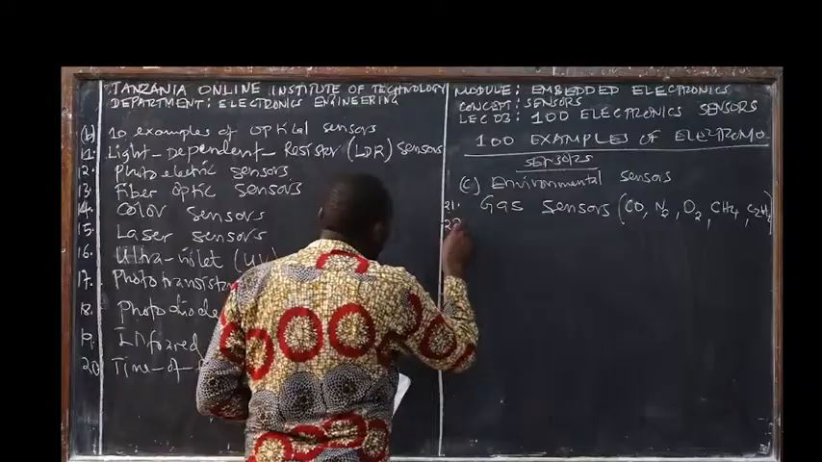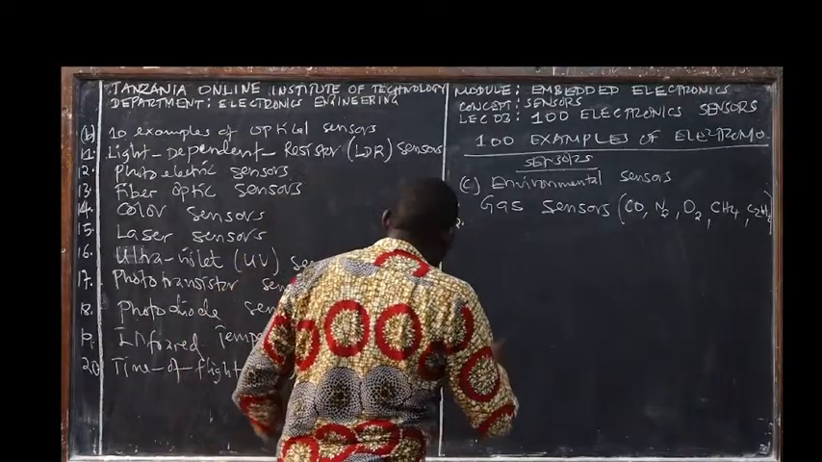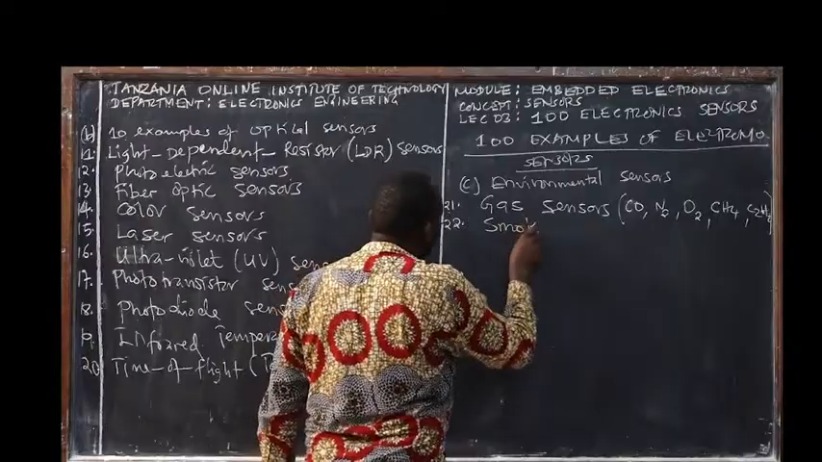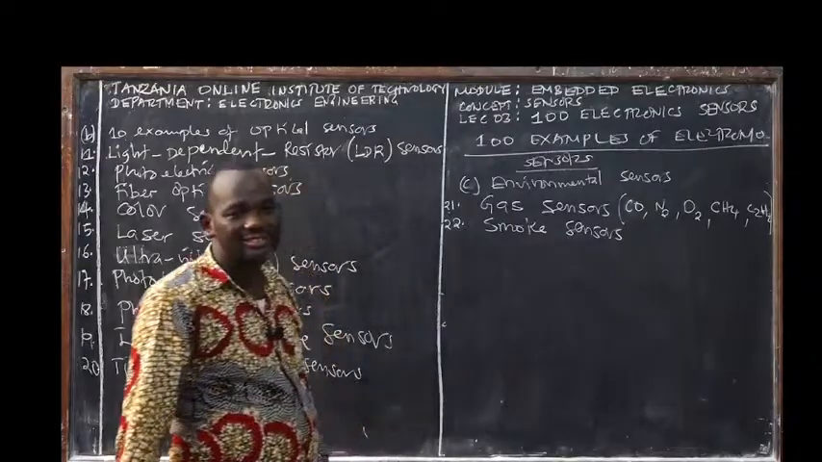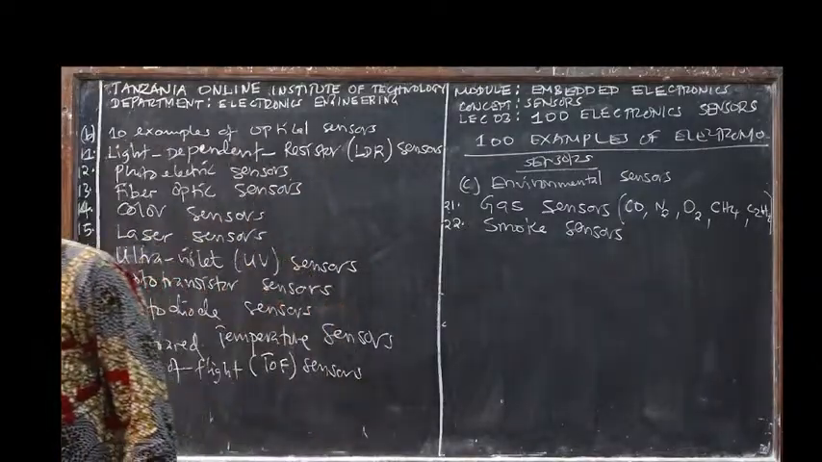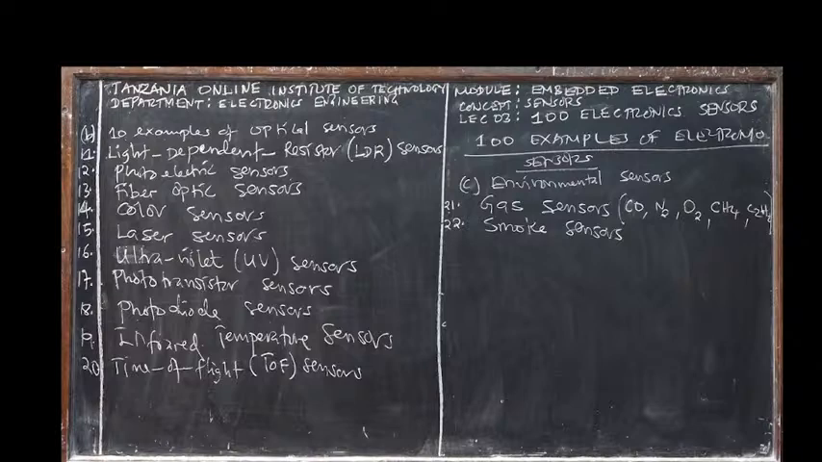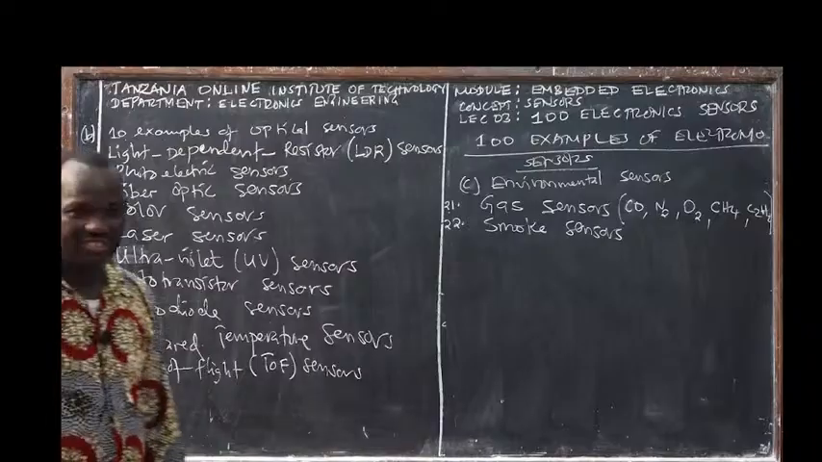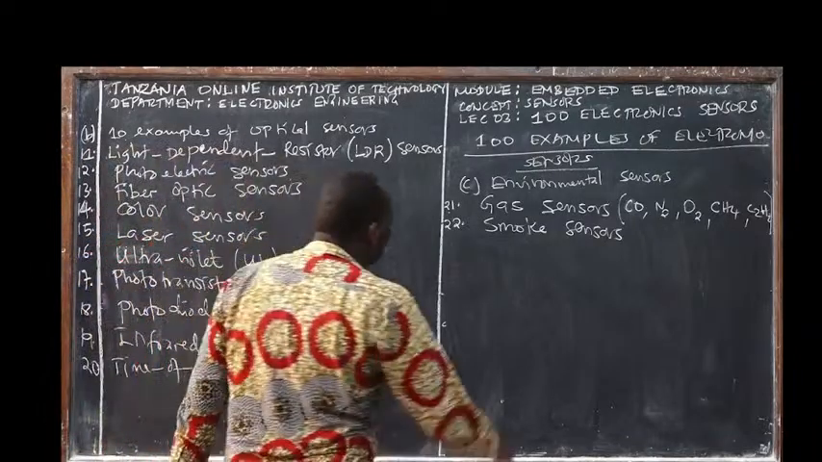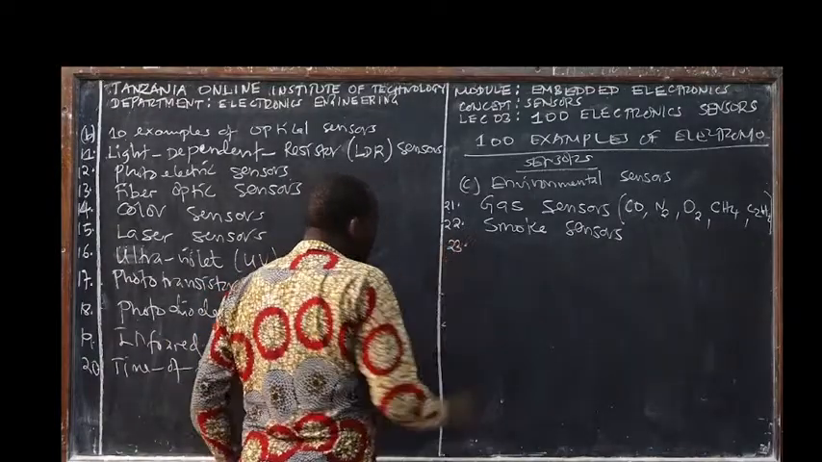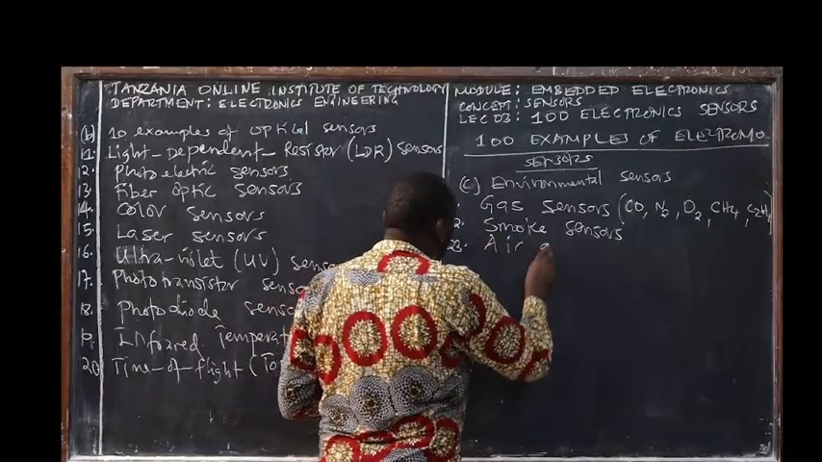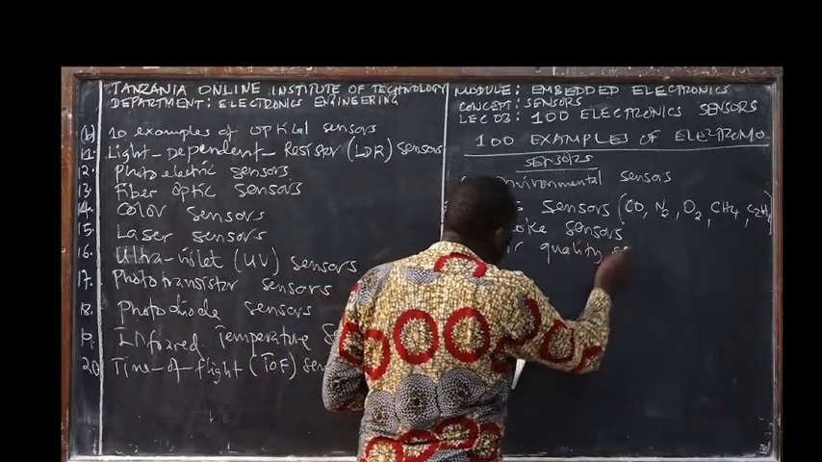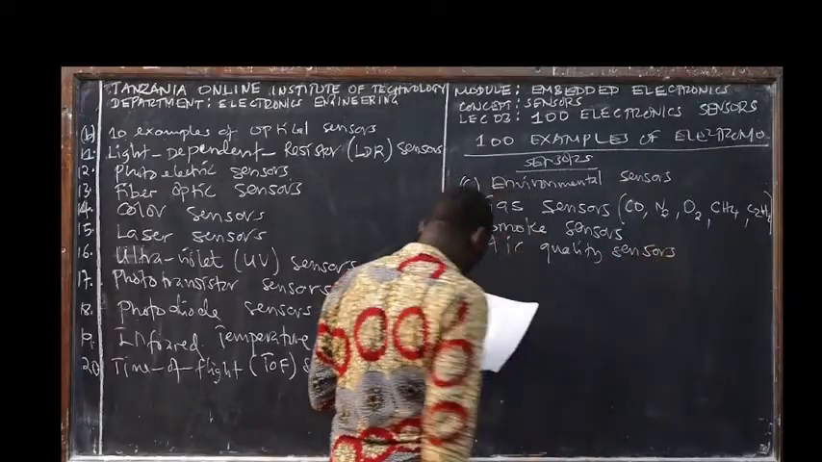Then the next sensor, 22, in this environmental sensor category, is called the smoke sensor. Say smoke sensors. Ask your neighbor, are you smoking? If your neighbor says that I don't smoke, tell your neighbor that, okay, I will come with a smoke sensor to detect. So, smoke sensors. After smoke sensors, we also have a group of sensors we call air quality sensors. Say air quality sensors.